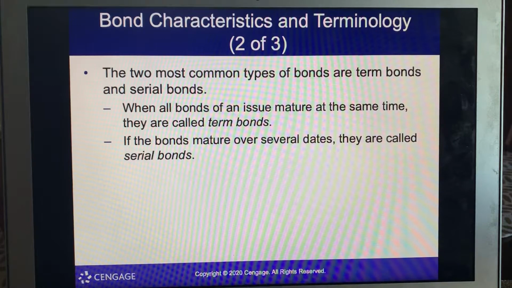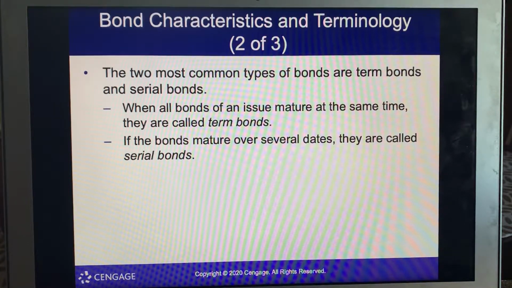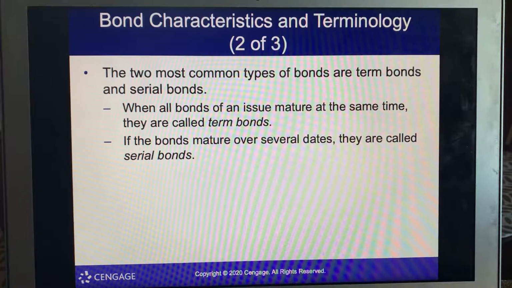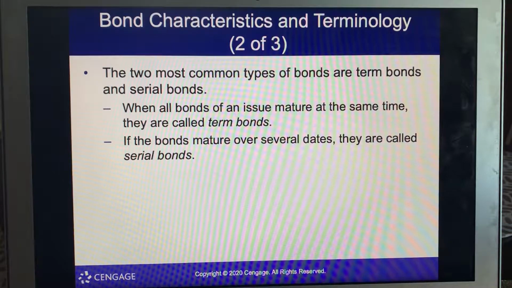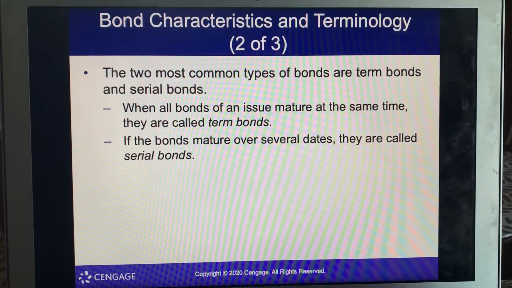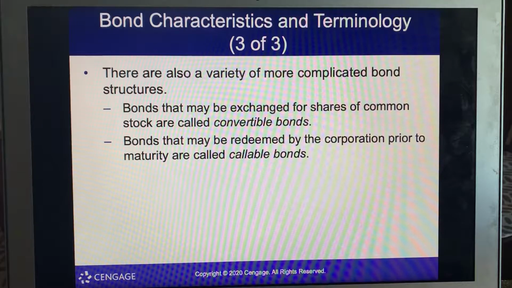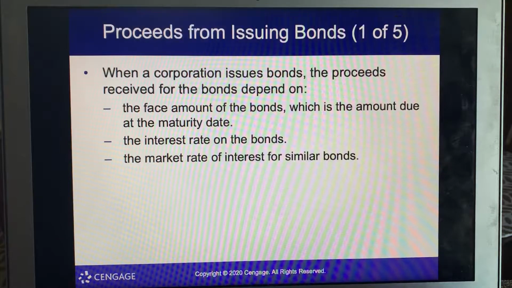The two most common types of bonds are term bonds and serial bonds. When all bonds of an issue mature at the same time, they are called term bonds. If the bonds mature over several dates, they are called serial bonds. There are also a variety of more complicated bond structures. Ones that may be exchanged for shares of common stock are called convertible bonds. Bonds that may be redeemed by the corporation prior to maturity are called callable bonds.